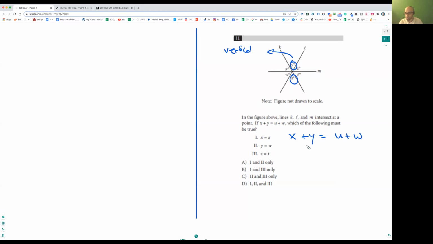So you can basically just subtract y from both sides. Because u is equal to y, this cancels out, and magically x is equal to w. X is equal to w, which means this angle is actually equal to this one. So x is equal to w.